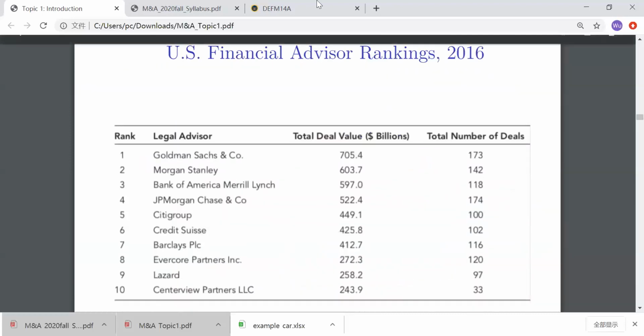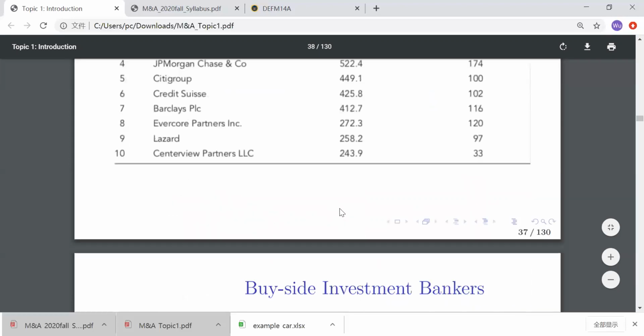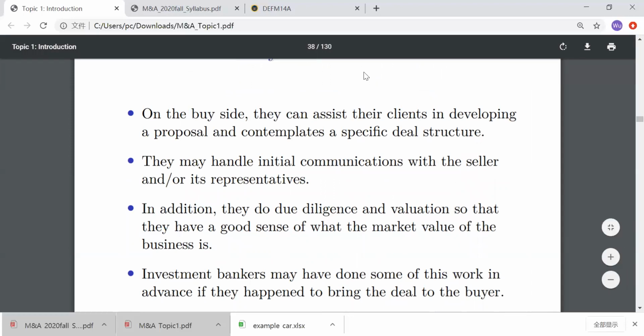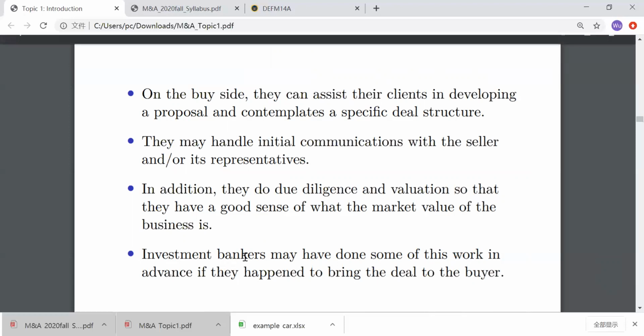And this table provides the top financial advisor in 2016, right? Like Goldman Sachs, Morgan Stanley, Bank of America, JP Morgan Chase, right? These are all the big players in this game. And investment bankers for buy side and sell side, they are responsible for different kind of things, of course, right? For the buy side financial advisor, they assist their clients in developing a proposal and contemplates a deal structure. They may also handle the initial communication with the seller or the representatives, right? And then in addition, they conduct due diligence and evaluation, right?